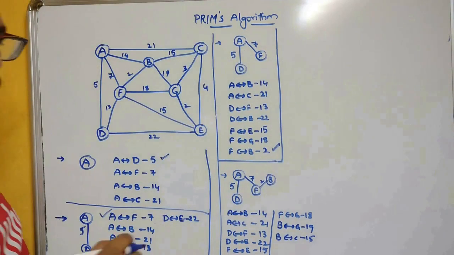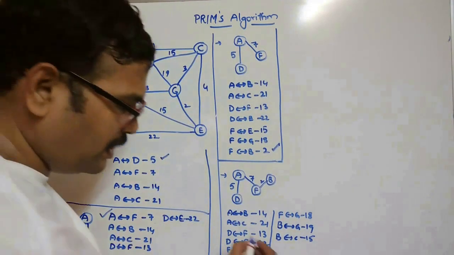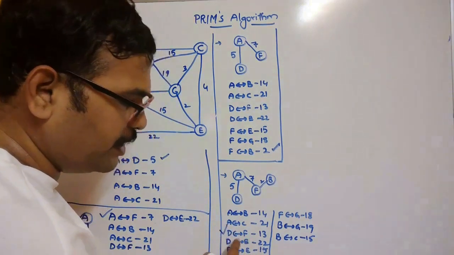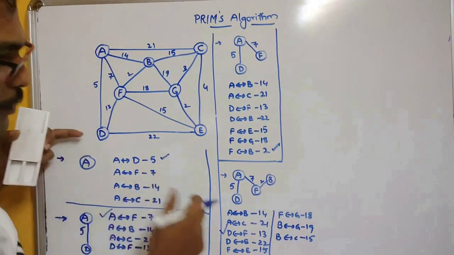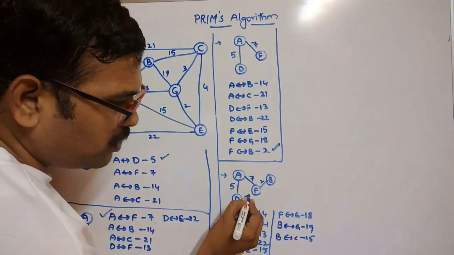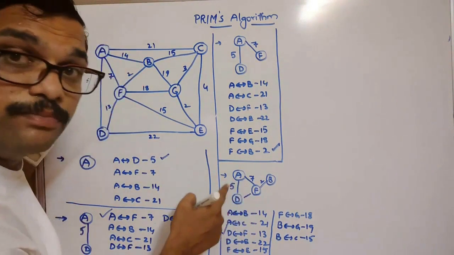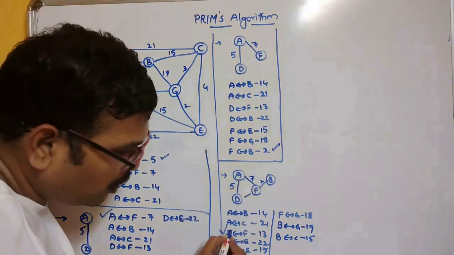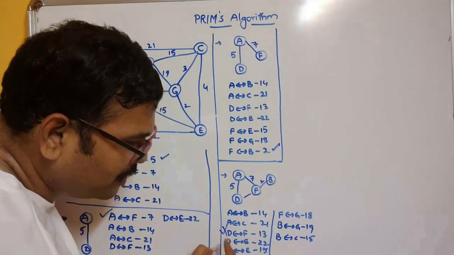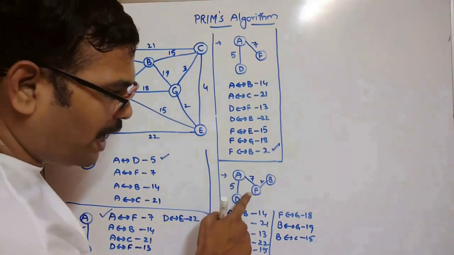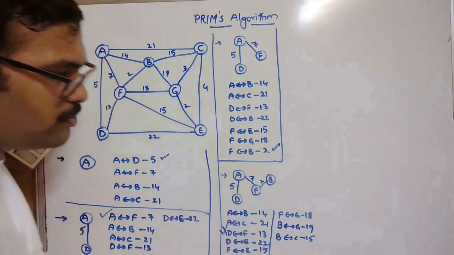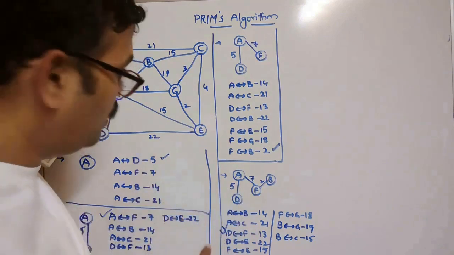Consider the least among all these things. What is the least one? This one is the least. D to F is 13. If you consider D to F, it forms a cycle. You can observe here, it forms a cycle. So we should discard this D to F, because if you add this one, we'll get a cycle. So we should not consider this one.